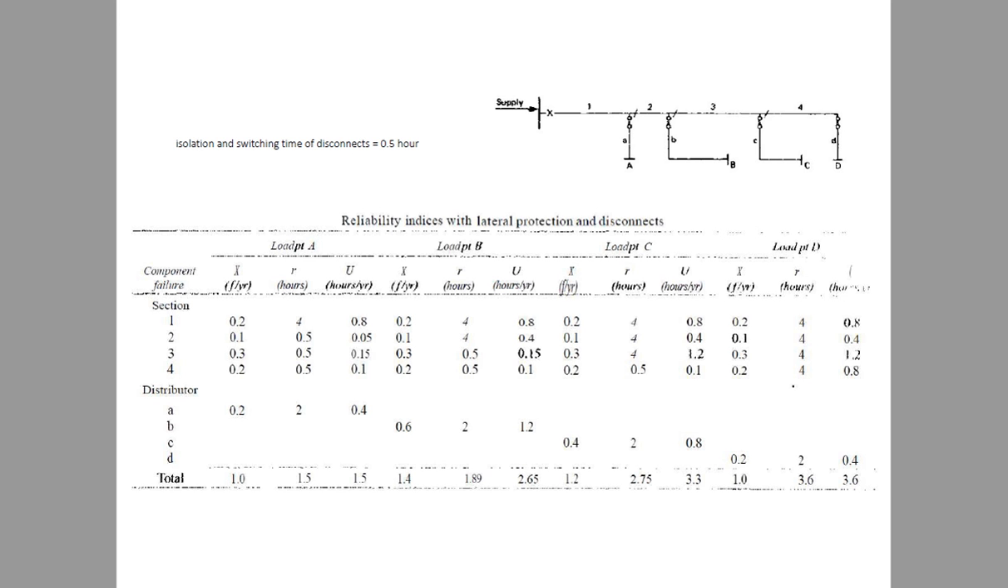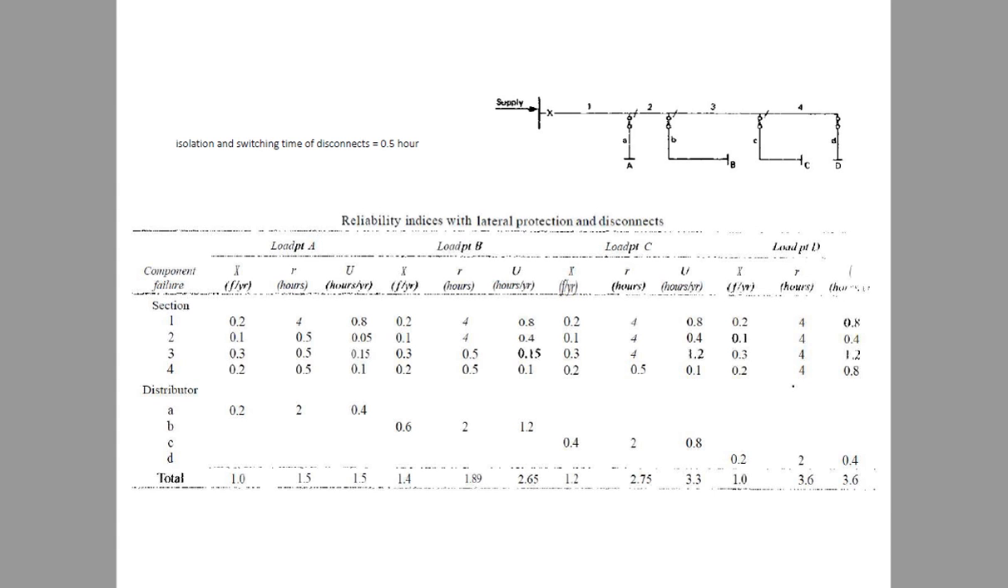This is all about the effect of disconnect. You can see when you compare all these indices with the indices that we have calculated in case of the effect of lateral distributor protection, you will find that our reliability will improve, means our system risk index will improve, means system risk will reduce with the provision of disconnects.